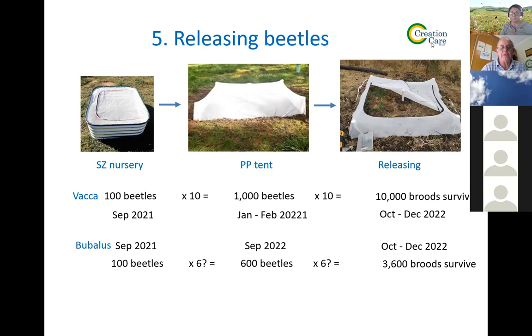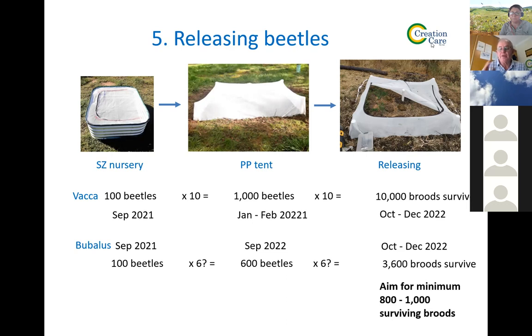You might think you're getting ripped off with the Bubalis. You're not. They're a much, much bigger beetle and they'll bury more than twice the amount of dung as vacca. So it's very equivalent in terms of the dung that is used. If you think about what we did with our field releases, we used to get 800 to 1,000 beetles. And really, to meet the same criteria as past methodology, you've only got to get 800 to 1,000 surviving broods.